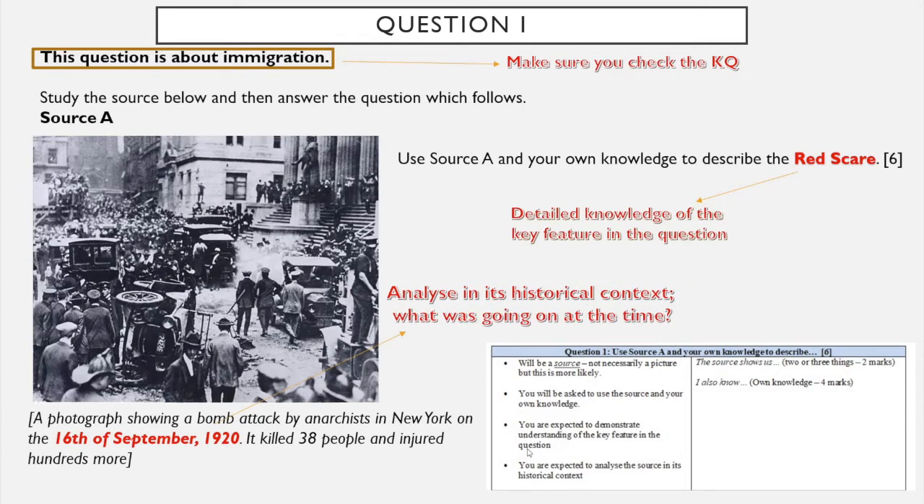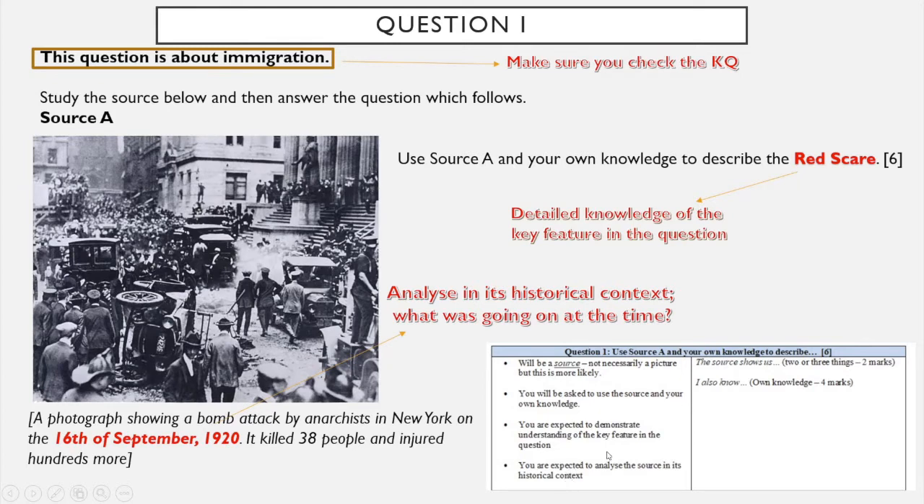And you can see there's a photograph here showing a bomb attack by anarchists on New York on the 16th of September 1920, killing 38 people and injuring lots of people as well. So for this, if you look in this little box here that I've given you with the exam guide, this is also in the back of all of your books as well to help you. You need to use the source, you need to extract information from the source and use your own knowledge here. Now I would suggest that you pick 2 or 3 things for the source for 3 marks and 4 pieces of your own knowledge there to get the extra 4 marks as well.